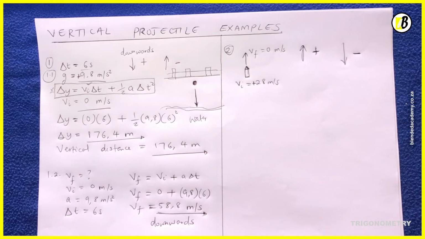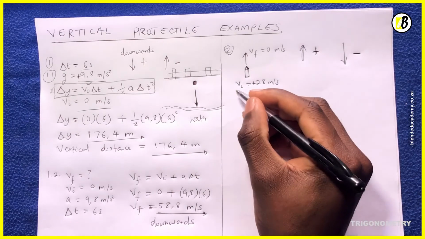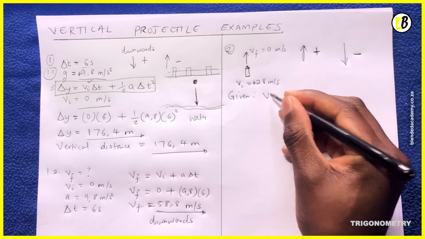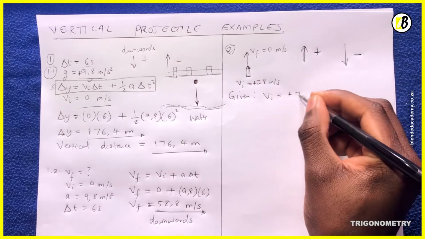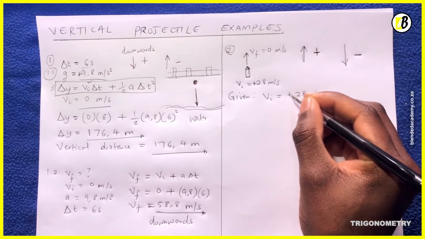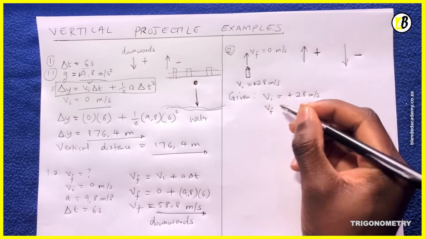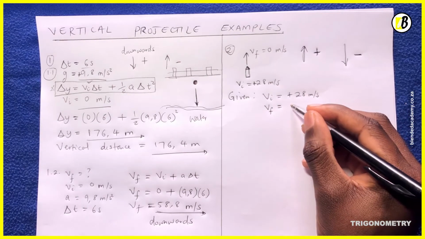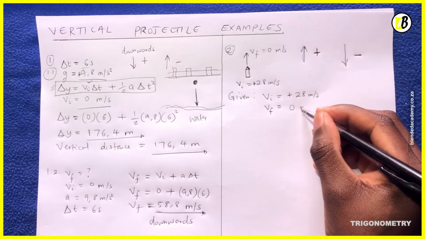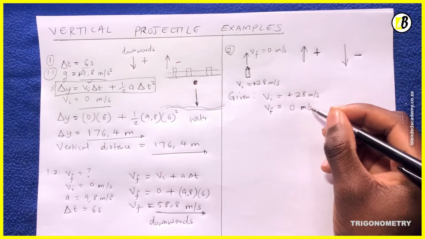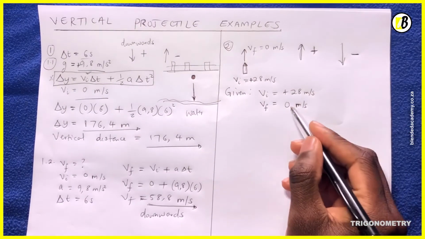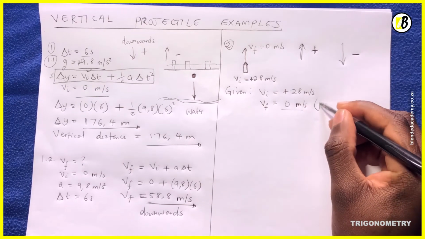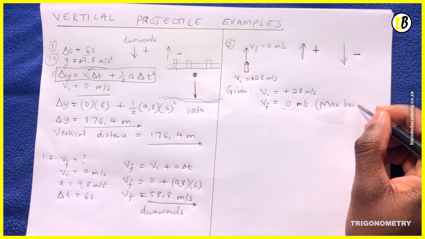Now I've outlined that. Let's write down what's given properly here. Given information: we're given the initial velocity, which is plus 28 meters per second. That's upwards. And we know that at maximum height, our velocity is 0 meters per second. So you need to be very careful of this, guys. When you get to a maximum height, the velocity is going to be 0 there. Let me put in maximum height here in brackets. So you need to remember this.